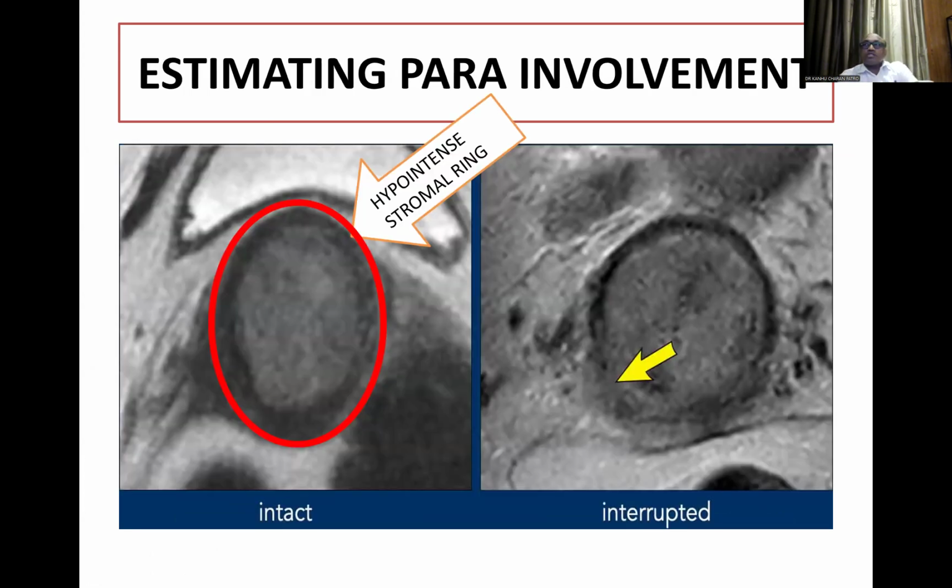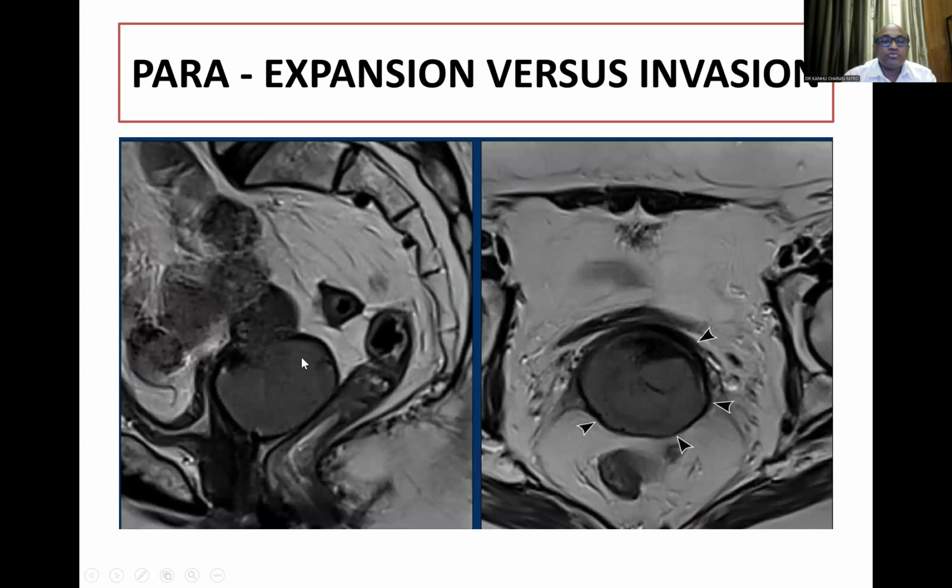A very important thing is to understand parametrial involvement. This is called a hypointense ring. So this is the tumor, and this is the hypointense ring. If this ring is breached, then it is parametrial invasion. You can see in this area there is no parametrial invasion, the ring is persisting. But here on the right side, you can see there is parametrial invasion. Sometimes it looks like an infiltration, but really it is an expansion. So you have to see in all coronal and sagittal sections, and check the hypointense ring in all directions.